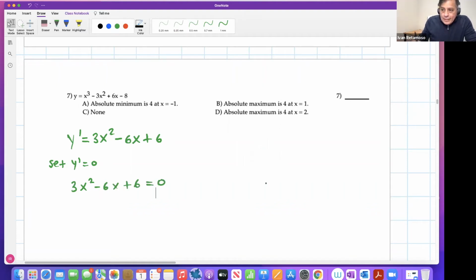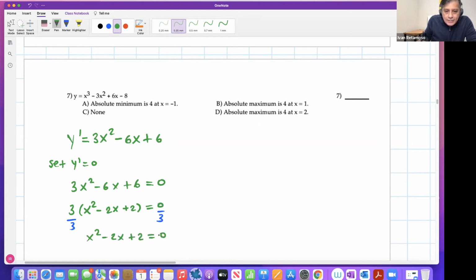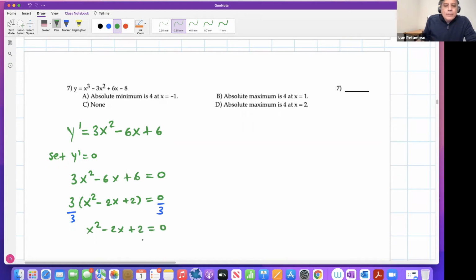Once you factor 3 out, you get 3 times x squared minus 2x plus 2. After you remove the 3 by dividing both sides of the equation by 3, you will realize that this is not factorable. You try to look for numbers that when multiplied give you 2 and when added give you -2. It is impossible to find those numbers.